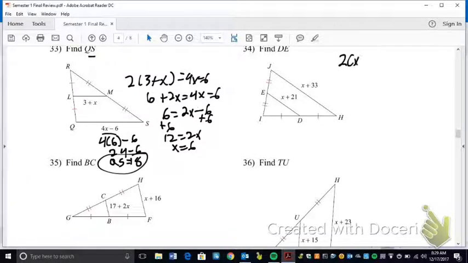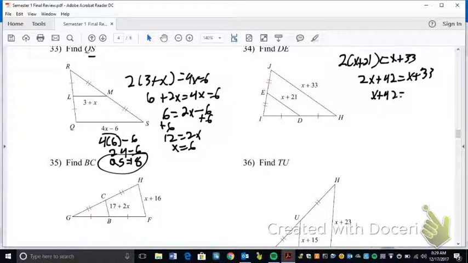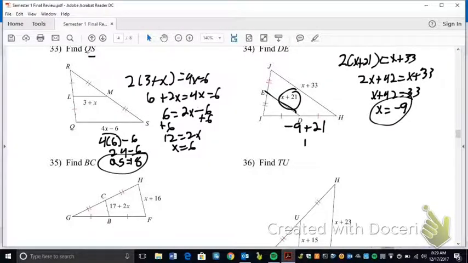Okay? 2 times the short, 2 times x plus 21 equals the long, x plus 33. 2x plus 42 equals x plus 33. So I subtract x from both sides. I get x plus 42 equals 33, or x equals negative 9. Again, want to double check that. Negative 9 plus 21 gives me 12. Negative 9 plus 33 gives me 24. So I want to check that, make sure, because even though we do get negatives a lot, still like to make sure. Okay.